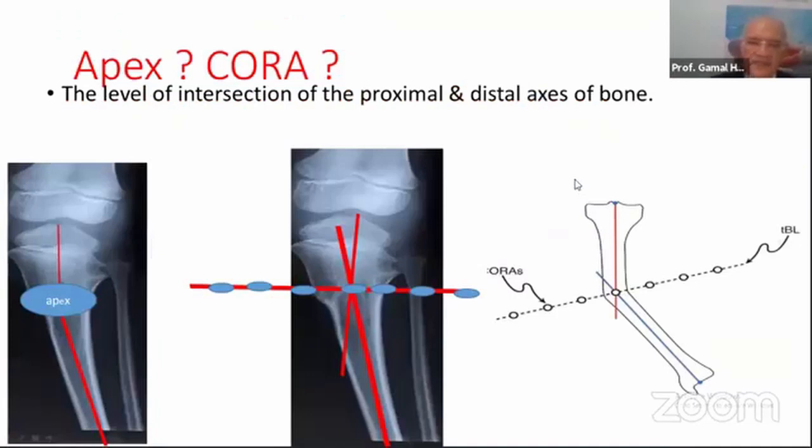Again, what's the difference between the apex and the CORA? This is the apex. When the proximal axis and the distal axis meet each other, this is the apex, 1 point. But the CORA is an axis. So we have the proximal axis of the bone in the center and the distal axis, and they meet each other at this point, and along that point on the transverse bisector line, this is CORA, that's CORA, they are all CORAs along the transverse bisector line.